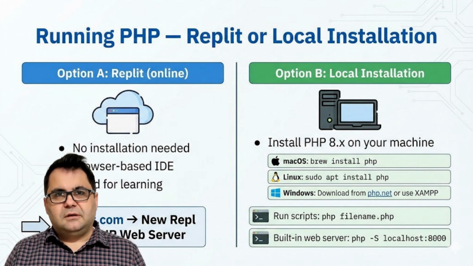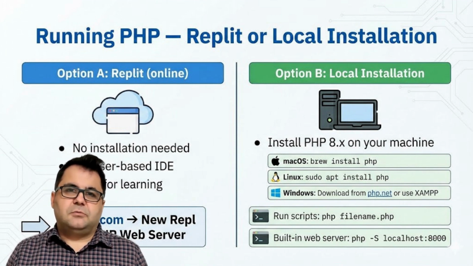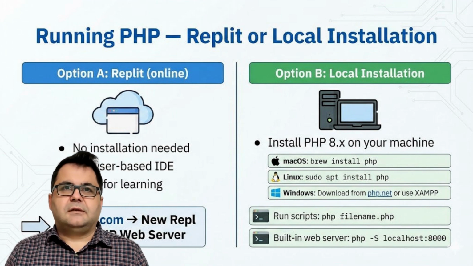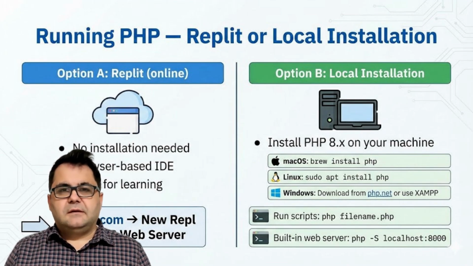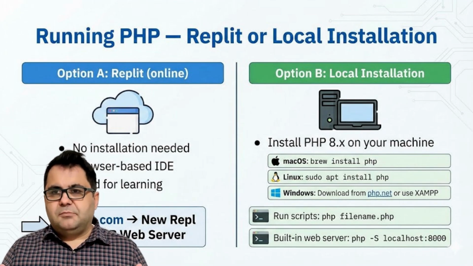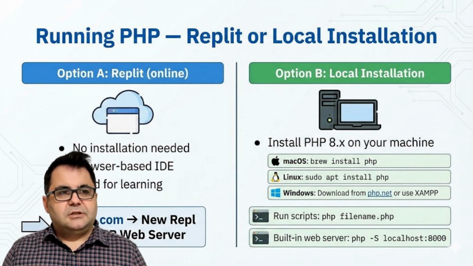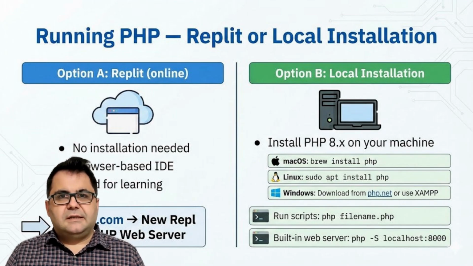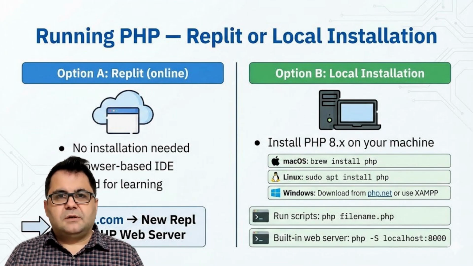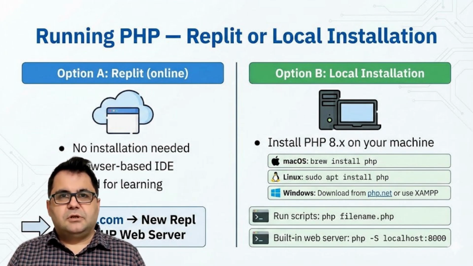Once installed, you can run any PHP script from the terminal with php filename.php. For web development, PHP has a built-in development server you start with php -S localhost:8000. Let's make sure everyone has PHP working before we continue.